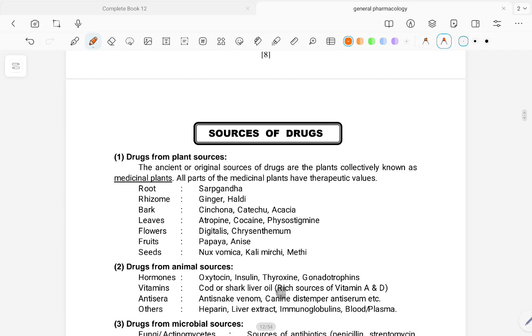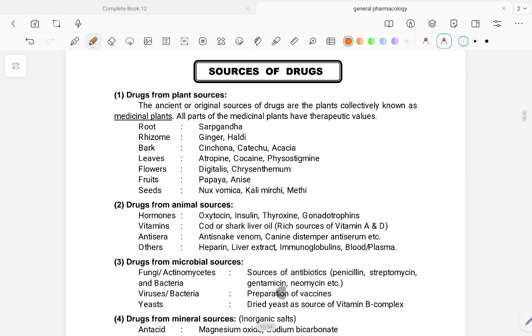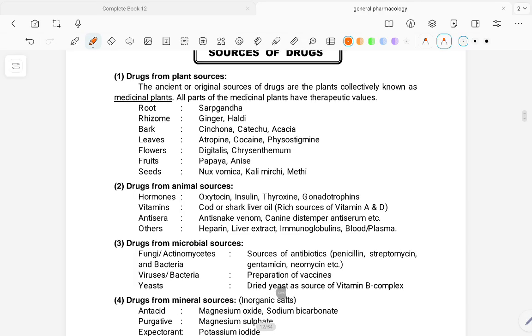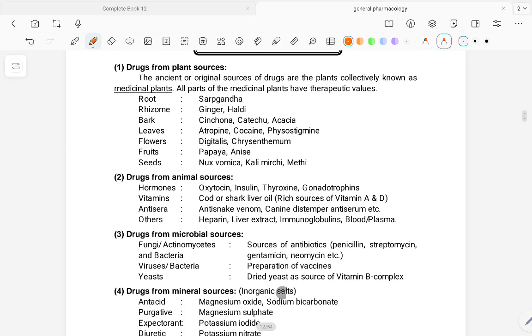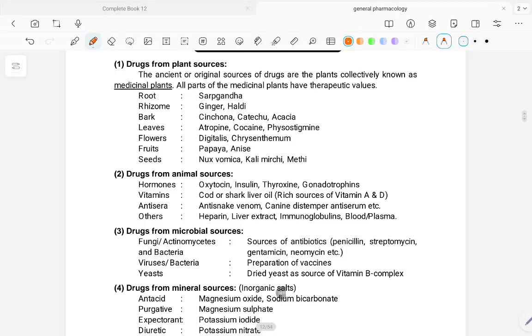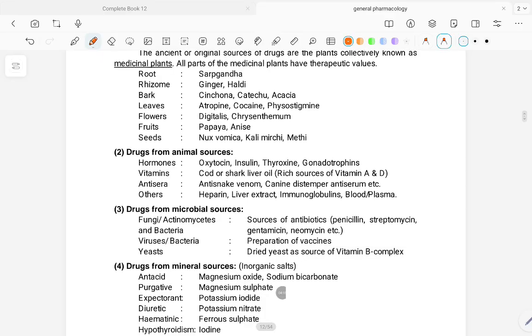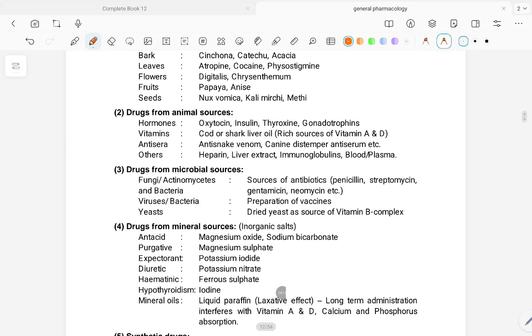Sources of drugs. Drugs from plant sources. The ancient or original sources of drugs are plants, collectively known as medicinal plants. All parts of the medicinal plant have therapeutic value. Root: sarpagandha. Rhizome: ginger, haldi. Bark: cinchona, catechu, acacia. Leaves: atropine, cocaine, physostigmine. Flower: digitalis, chrysanthemum. Fruits: papaya, anise. Seeds: nux vomica, kali mirch, methi.